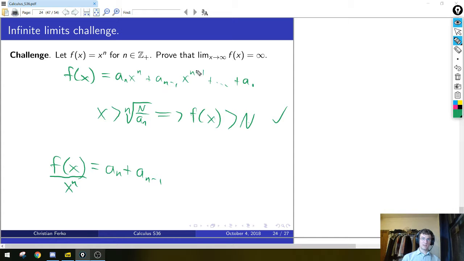So a n minus 1, well, what's x to the n minus 1 divided by x to the n? Well, there's a 1 over x here. And then there'll be an a n minus 2 times 1 over x squared plus dot dot dot down to the a 0, which will be over x to the n. Then we're going to take limits of both sides.